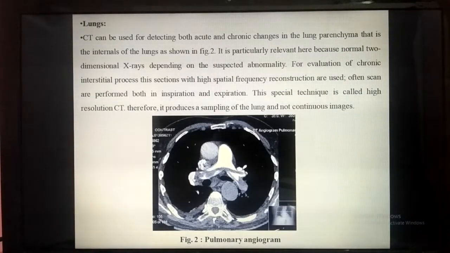depending on suspected lung abnormality, for evaluation of chronic interstitial process, thin sections with high spatial frequency reconstruction are used. Often, scans are performed both in inspiration and expiration. This special technique is called high resolution CT scan. Therefore, it produces a sampling of the lung and not continuous images. Use only one image for the lung.